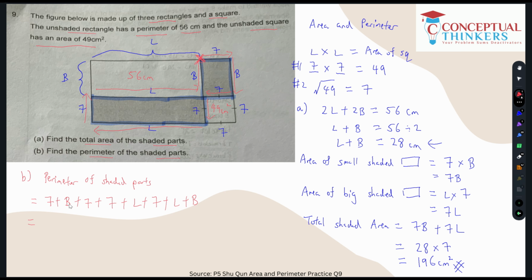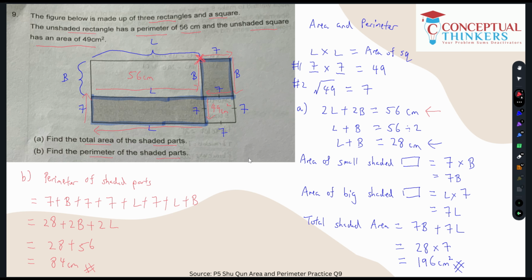Then let's do some grouping up. So I have 7 plus 7 plus 7 plus 7, so I have an addition of 4 sevens. So 7 times 4 will give me 28. And I do addition now. How many B's do I have? I have 2 B's. Then I also have 2 L's. Now we do notice that 2B plus 2L is 56 cm. So it will be 28 plus 56. So if you add them up together, you should get 84 cm. So this is how I will be calculating to get the perimeter of the shaded part.